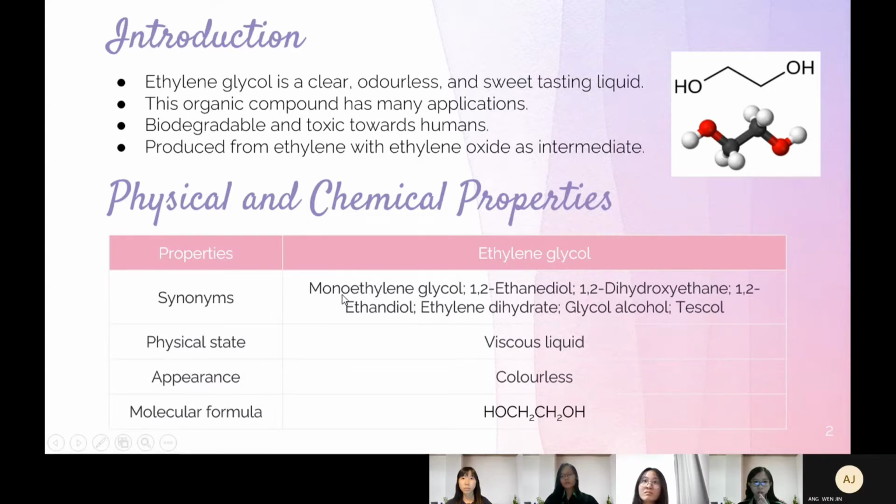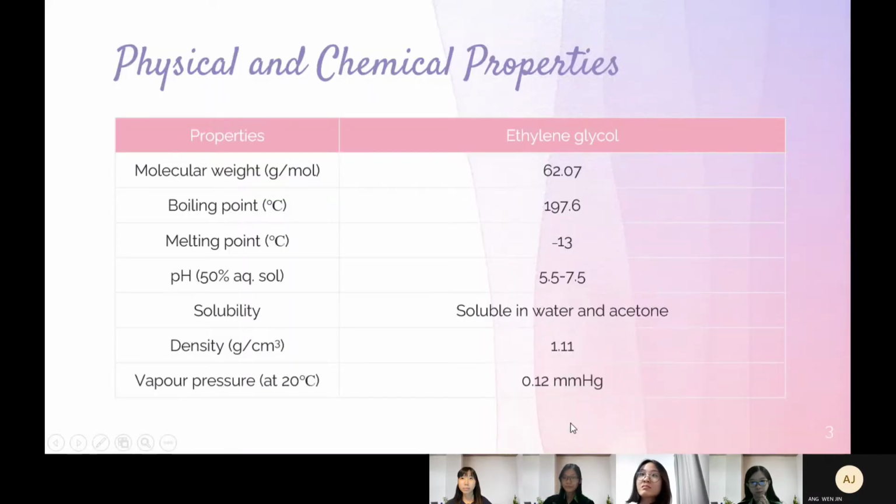Next, we have the physical and chemical properties. Ethylene glycol has many other names too, such as monoethylene glycol, 1,2-ethanediol, 1,2-dihydroxyethane, and so on. Its physical state is a viscous liquid and it is colorless. Its molecular formula is HOCH2CH2OH. Its molecular weight is 62.07 grams per mole. Then we have the boiling point and melting point.